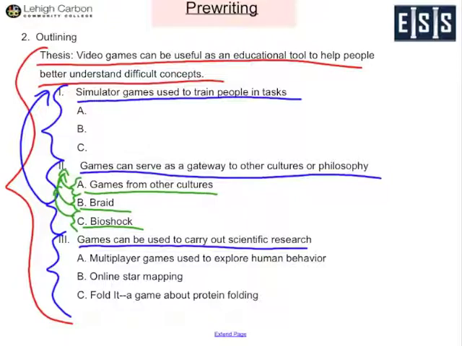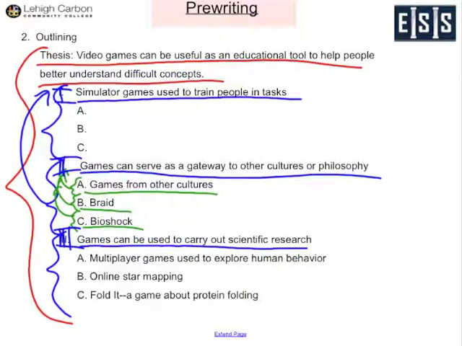Now, the outline also allows me to take the kind of free-form, floaty, abstract bubble diagram and put things down into a specific order. So I've decided that the first thing I'm going to talk about is simulator games. That's our point Roman numeral 1, simulator games. I want to start with that because it's a pretty simple topic that people will find accessible. Point number 2, that makes a good middle point. Games can serve as a gateway to other cultures or philosophies. And then I want to finish off with this point number 3, Roman numeral number 3, games can be used to carry out scientific research.